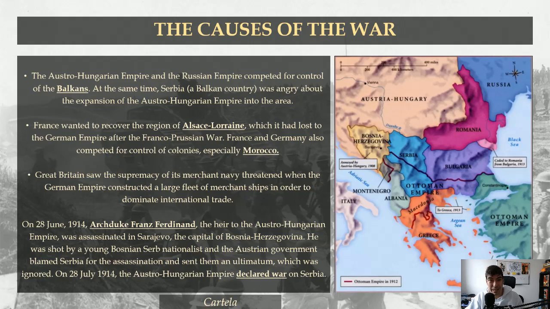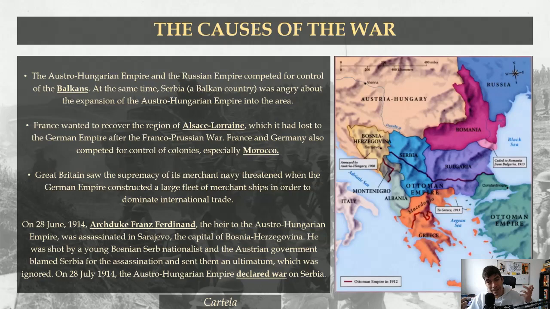And this ultimatum, which was impossible to accomplish by the Serbians, led to the declaration of war of the Austro-Hungarian Empire on Serbia one month later, on the 28th of July. After this, all these alliances were activated, so the First World War started.